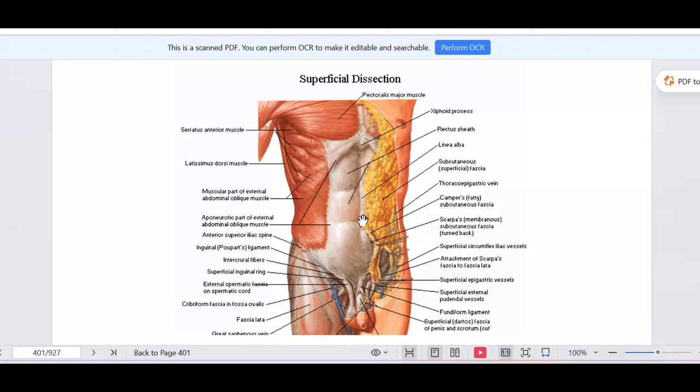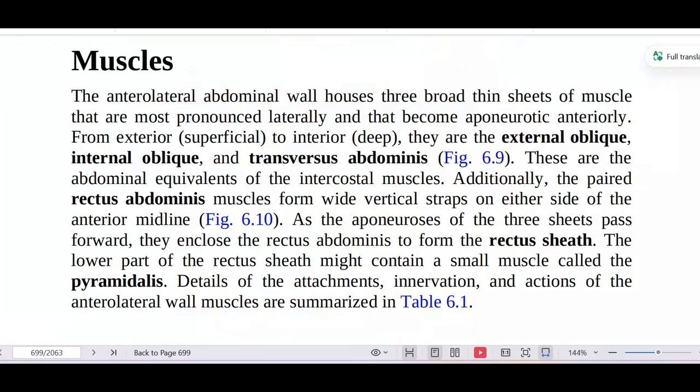So actually the aponeuroses of all these three paired muscles are meeting here, and here they are going to surround the rectus abdominis muscle. While enclosing the rectus abdominis muscle, they are going to form a sheath that is called the rectus sheath. Now in the lower part of the rectus sheath we also have a small muscle that can be present, and that is called the pyramidalis. Okay. Now we will start separately with each muscle.